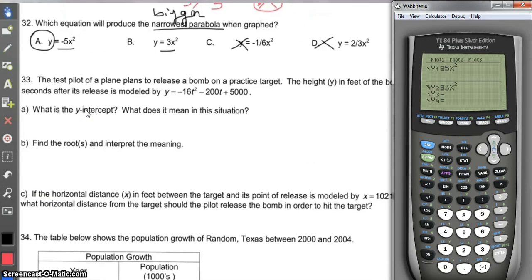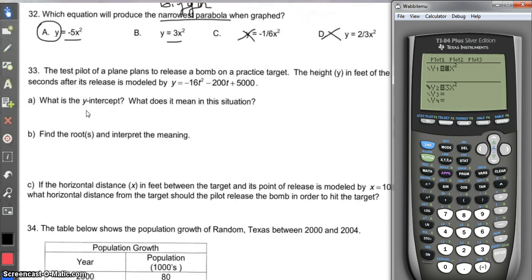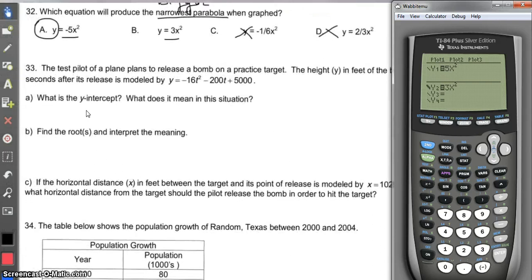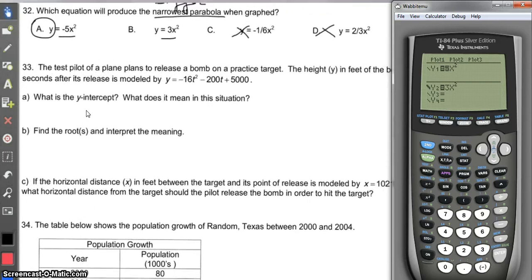The test pilot of a plane releases a bomb on a practice target. The height in feet of the bomb in t seconds after its release is modeled by this equation. So keep in mind that the y is the height, in feet, and the t is the time, in seconds. It's good to know what the y and the t stand for in word problems.